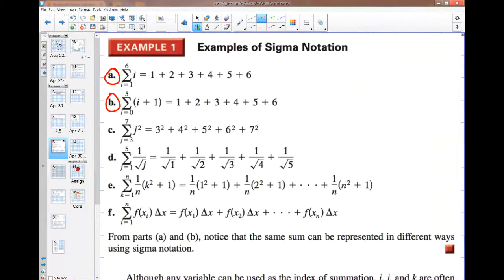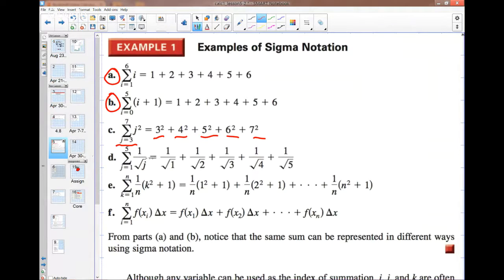Okay, let's look at the third one. This time we're going to call our counter j, start at 3 and end at 7, and add up whatever j squared is. So for example, the first time when j is 3, 3 squared is, of course, 9, and then next 4 squared. And of course we could go ahead and do the arithmetic.